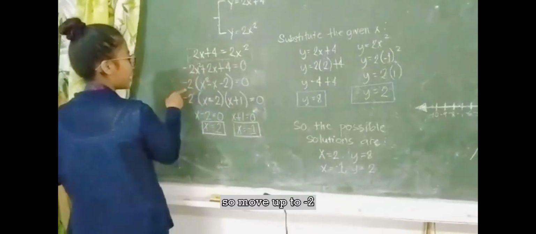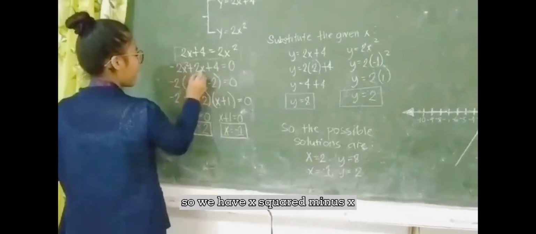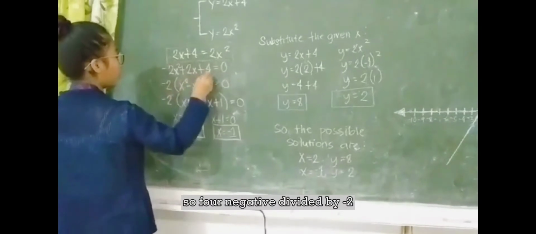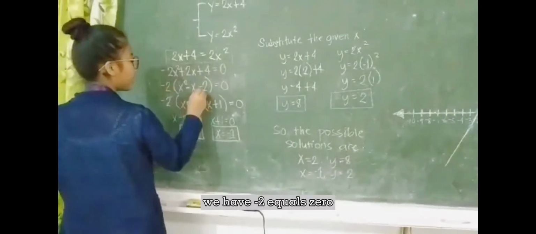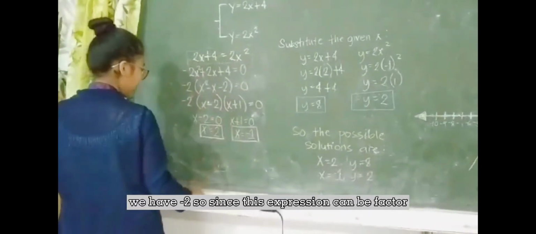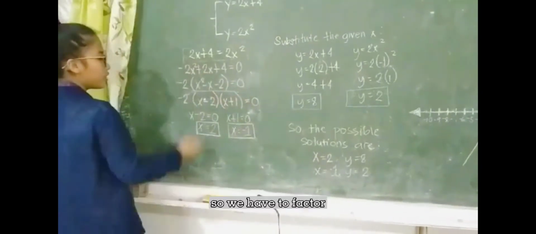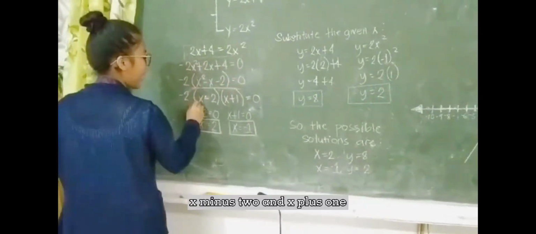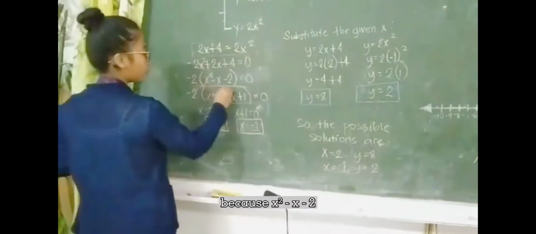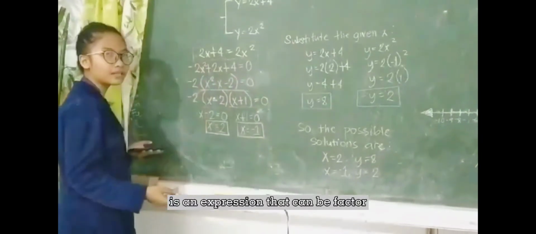So divide by -2. So we have x squared minus x, 2 divided by 2 is x, and 4 divided by -2, we have -2 equals 0. Since this expression can be factored, we have the factors x minus 2 and x plus 1, because x squared minus x minus 2 is factorable.